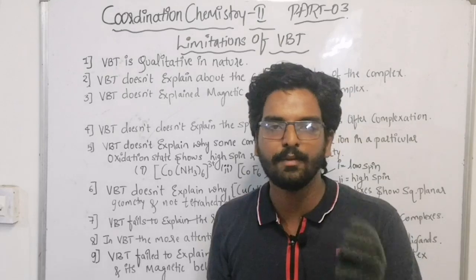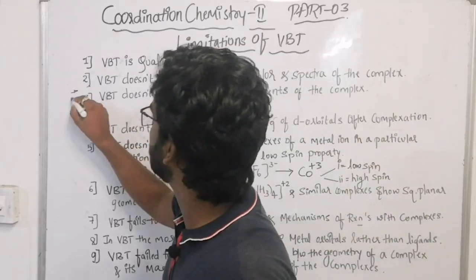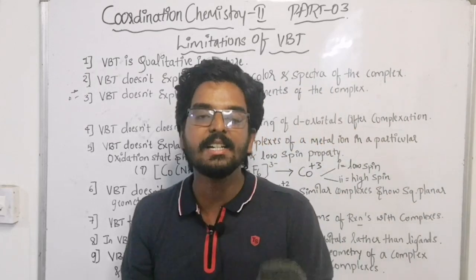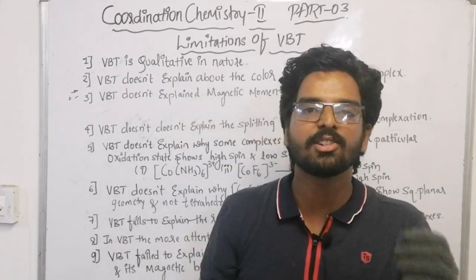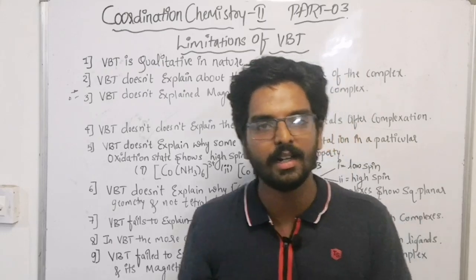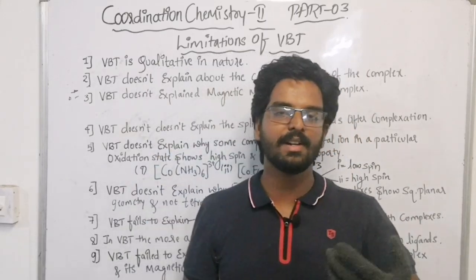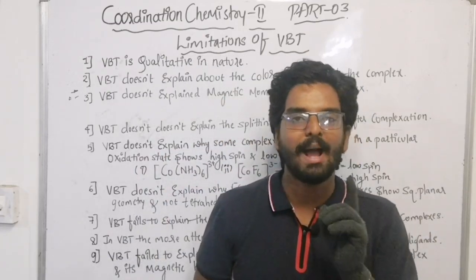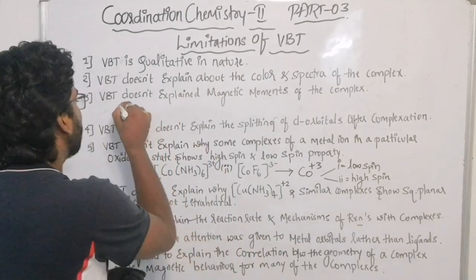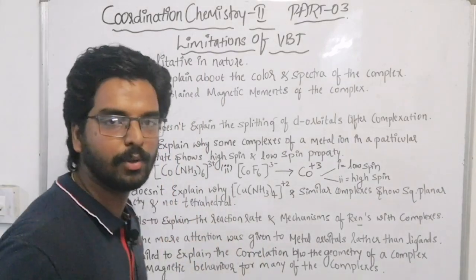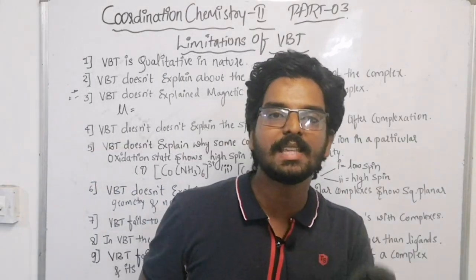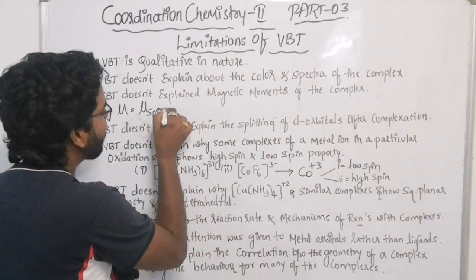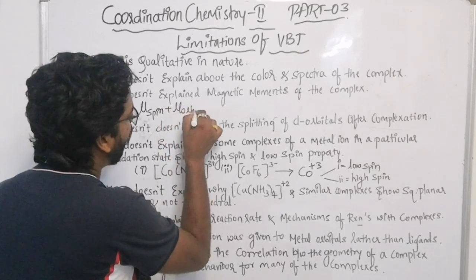And the third very important limitation is VBT doesn't explain the magnetic moment of the coordination complexes. You may say, sir, we were discussing the paramagnetic property and the diamagnetic property. See here, the magnetic moment is given with the help of mu. Mu, the magnetic moment, is given with the help of the contribution of the electron spin as well as the contribution of the orbital motion.